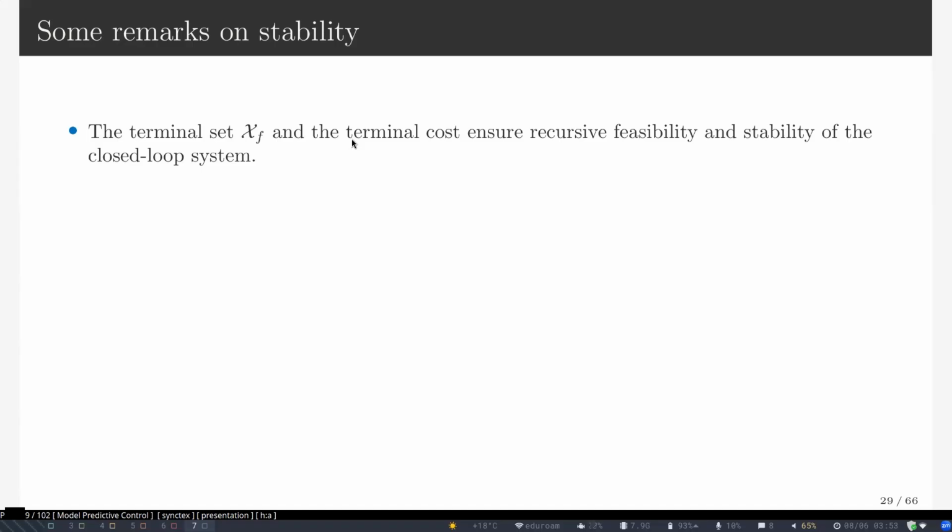Okay, some remarks on the stability. So these terminal constraints and the terminal cost, again, I keep repeating it, but the terminal constraint reduces the region of attraction. So if you put more restriction, then a controller might not be able to do its job properly. So it's, again, a trade-off like anything else. Feasibility would be at odds with just stability.